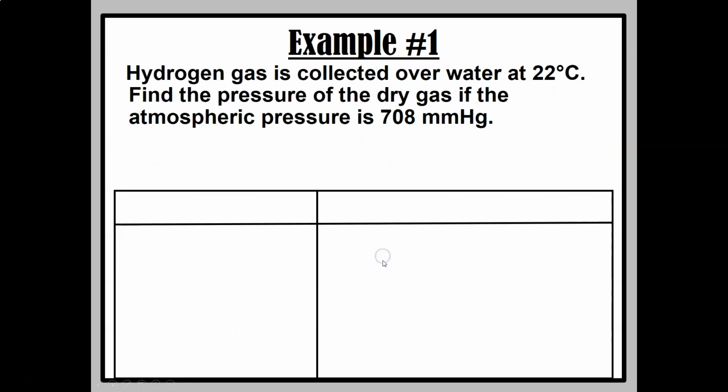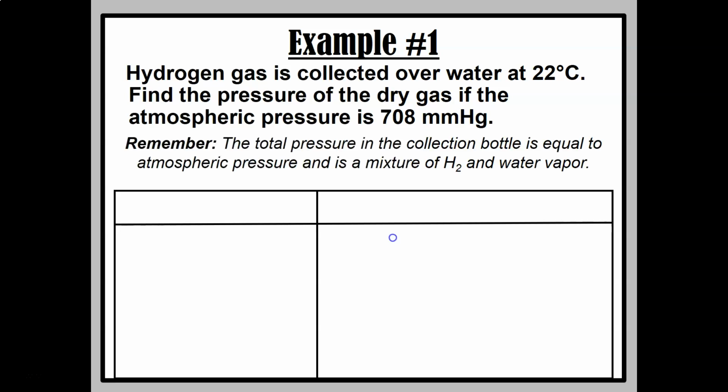Let's do an example. Hydrogen gas is collected over water at 22 degrees. Find the pressure of the dry gas if the atmospheric pressure is 708. So remember, the pressure in the bottle is equal to the atmospheric pressure, right? Because we've equalized those by moving the container up and down so the water levels match. We know the total pressure, but we don't know the partial pressure of that. But I can find the partial pressure of water by looking it up on the chart.